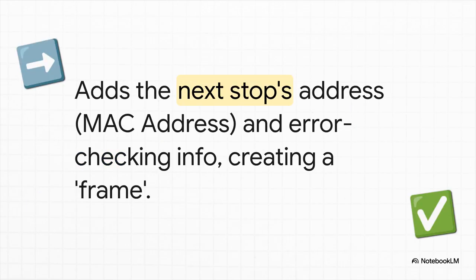And this next part is really clever. We add a second address. See, the data link layer doesn't really care about the final destination. It only cares about the very next stop on the journey, like the next router down the line. So it adds this local hardware address, it's called a MAC address, and some error checking data. Now our packet is wrapped up in what we call a frame.